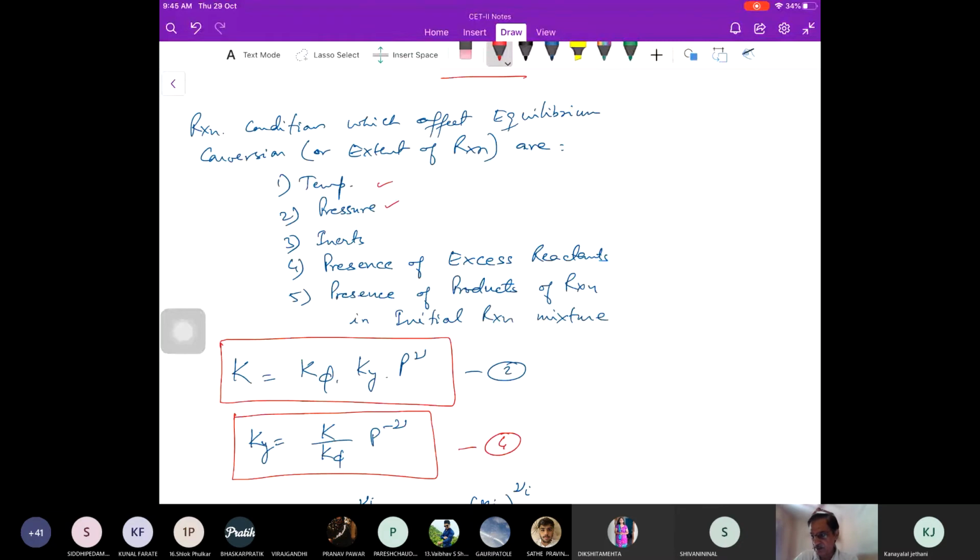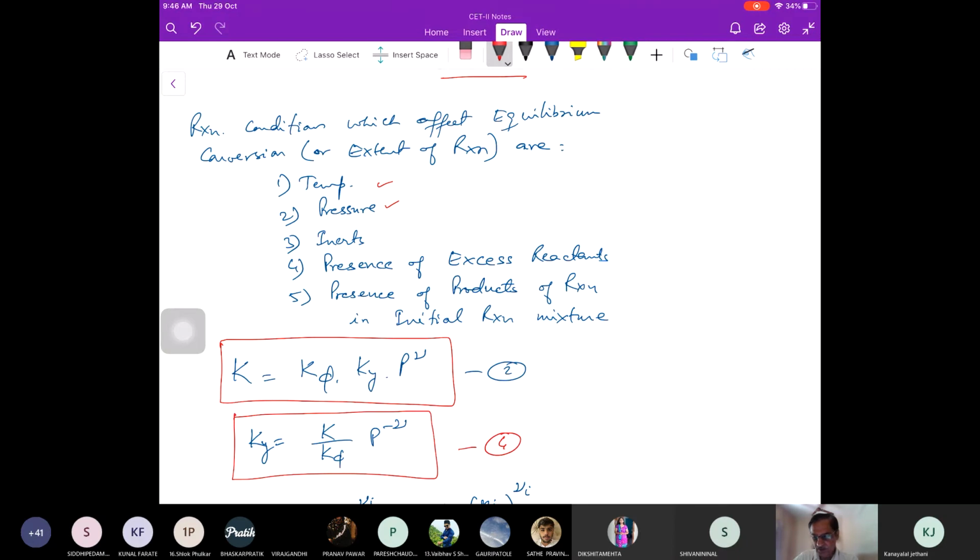In many reactions we have excess. Like if you burn, air is always in excess, 10%, 15%, 20%, some excess is added, right? So one of the reactants is in excess, one is the limiting reactant. That's why we define limiting and excess reactants. Okay, and finally we'll see the effect of the presence of products of reaction in the initial reaction mixture.